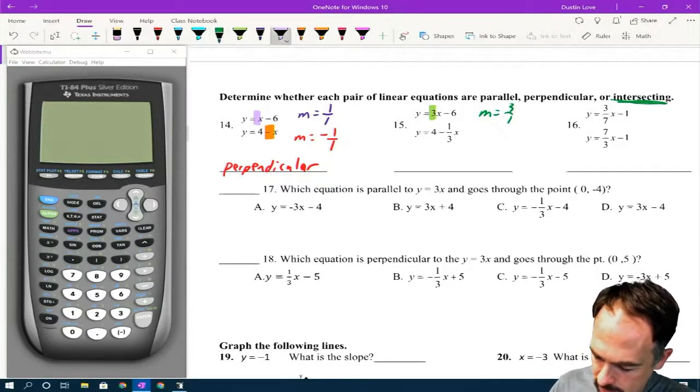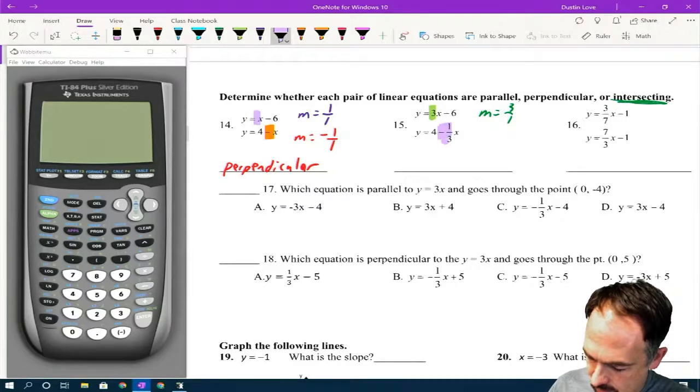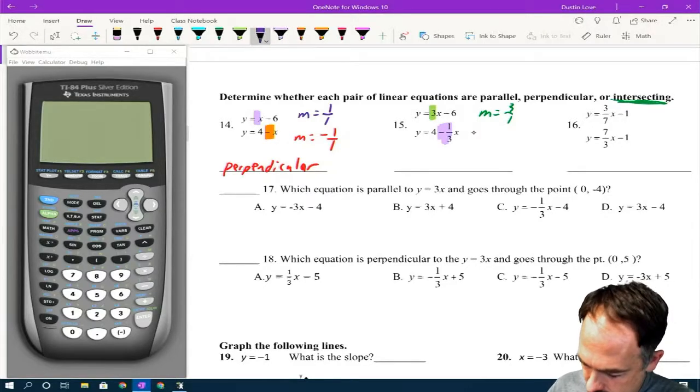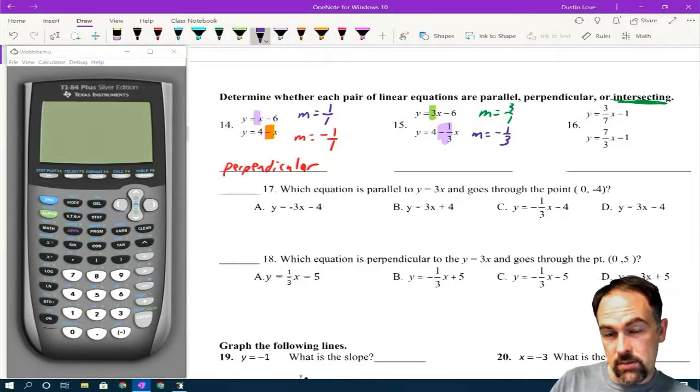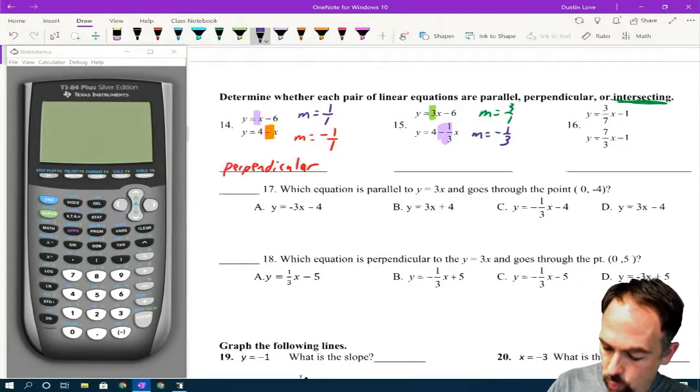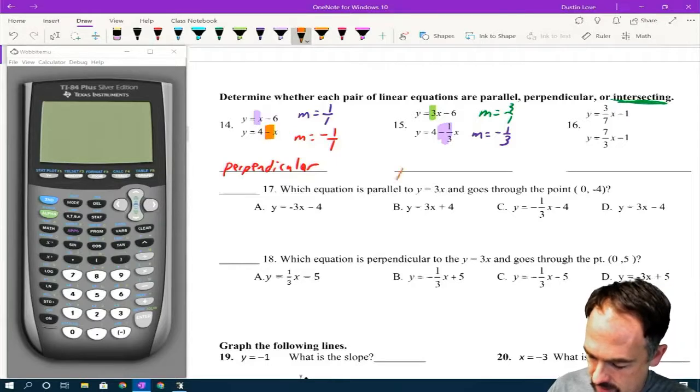Okay, on this one, I've got a slope of 3. And make that 3 over 1. Here, I've got a slope of negative 1/3. And again, looks like they are reciprocals. And one's negative, one's positive, which makes them perpendicular.